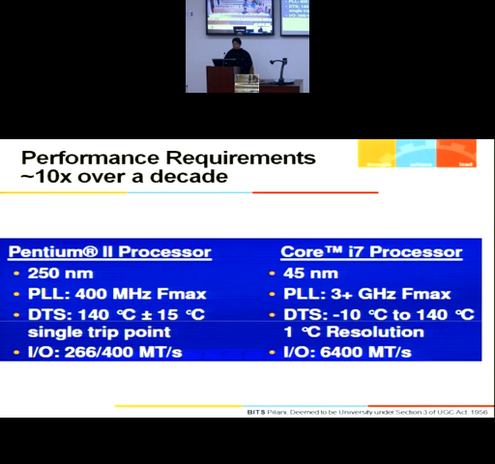Okay. So from the Pentium 2 processor to the Core i7 processor, you can see the technology node has changed from 250 nanometers to 45 nanometers, and speed has tremendously increased from 400 megahertz to 3 gigahertz. Now think of an analog circuit which is operating at 3 gigahertz. It is not easy. It's very difficult to achieve that speed, but yet we are able to achieve it. So the systems are going very, very fast, yet they are low on energy.